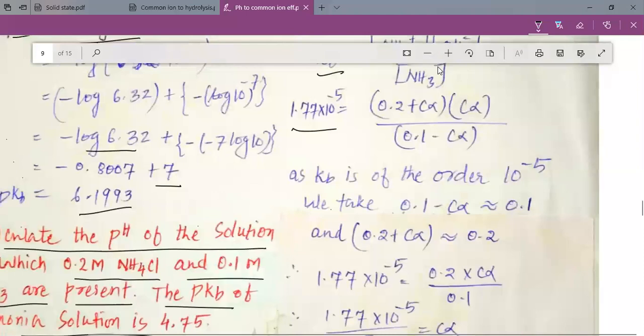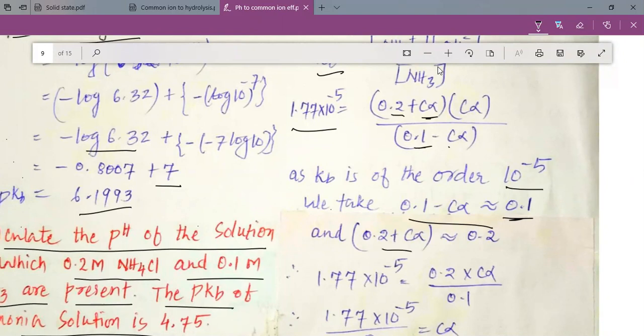As Kb is of the order of 10 to the power minus 5, we can say that 0.1 minus C alpha is approximately equal to 0.1, because 10 to the power minus 5 will give us a very small value. Same way, C alpha is very small, and for 0.2 plus C alpha also we can approximately write 0.2. So for 0.2 plus C alpha we will write 0.2. For 0.1 minus C alpha we will write 0.1.